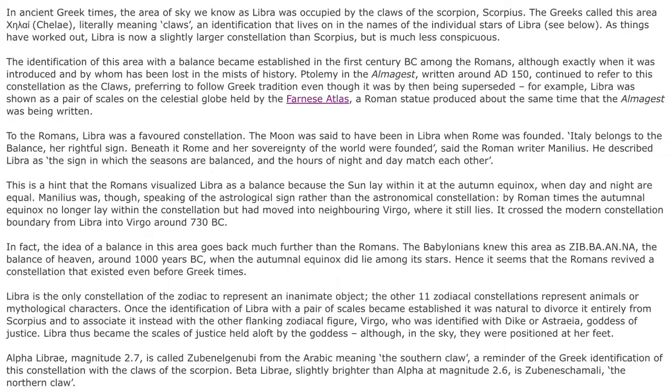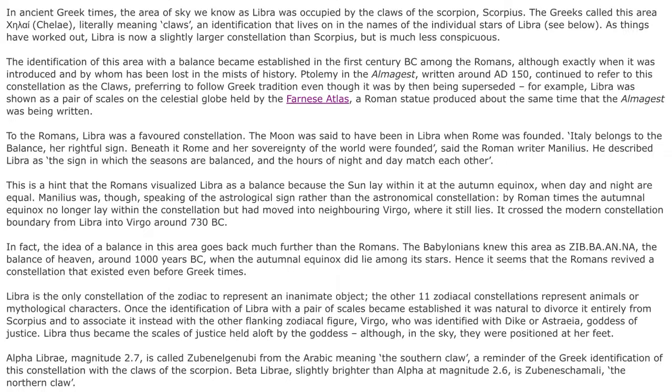I'm finishing out the paragraph before the last paragraph on this page. And I'm reading the last sentence in that paragraph. Libra thus became the scales of justice held aloft by the goddess, although in the sky they were positioned at her feet. Alpha Librae, magnitude 2.7, is called Zubin El Genubi. Zubin El Genubi, from the Arabic meaning the southern claw.